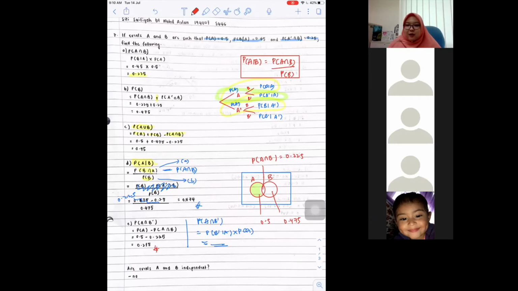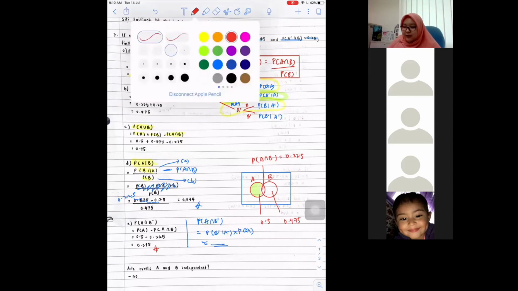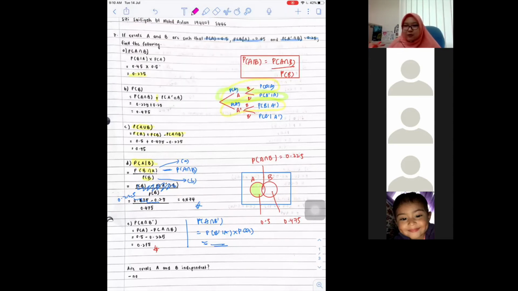And the final question: are events A and B independent? We cannot just look at it by our own eyes. You need to test it. We have this condition: if it is independent, P(A given B) is equal to P(A). So if it is independent, you should get this value here.